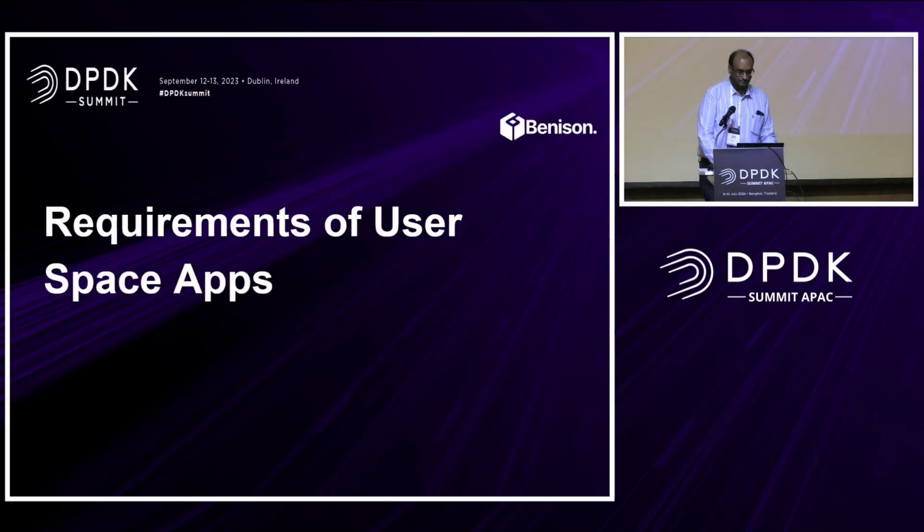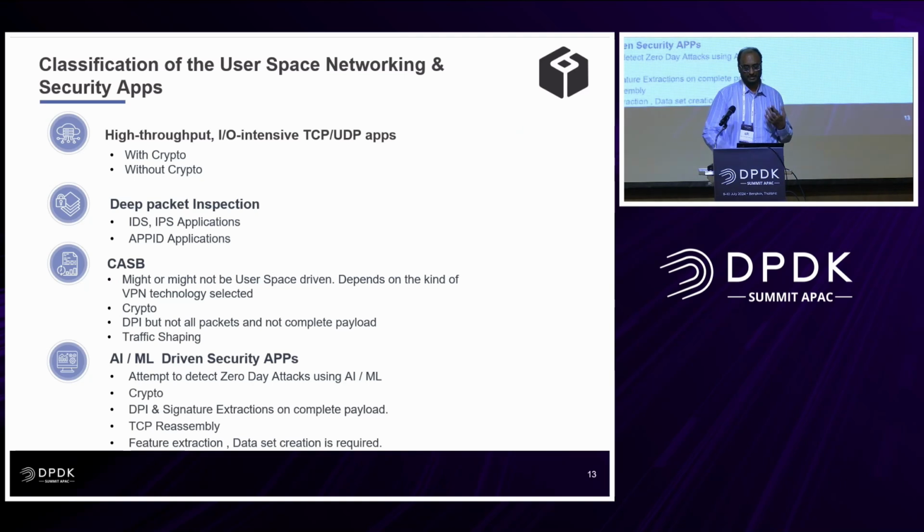Okay. So with this in mind, we'll talk a bit about the requirements of user space apps. To do that, first we'll classify the various categories of applications which exist in the networking and security space. There may be some more, but this is what I have tried to capture the most. Many of the applications are high throughput IO driven TCP/UDP applications, where they want to capture and transmit a lot of data. They can be deep packet inspection based applications, like cloud access security brokers or the proxies which have to do it.